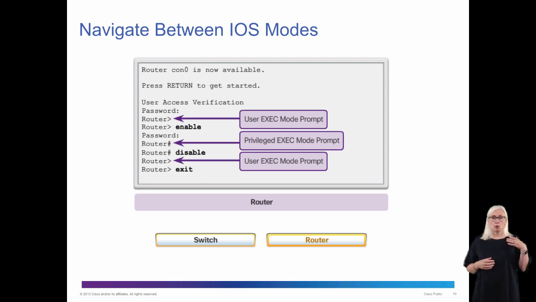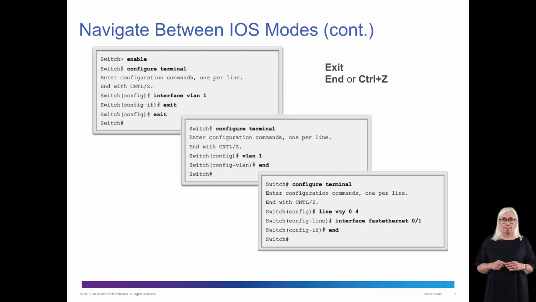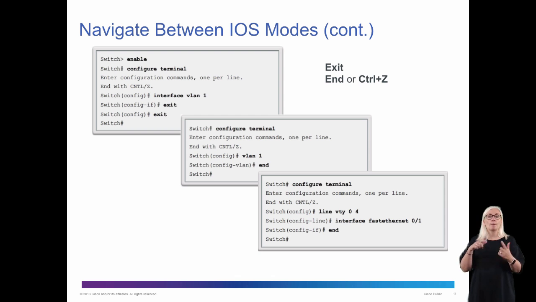And for instance, if you want to go from user mode to privileged mode, then you use the command enable. That will make you go into a privileged mode. If you want to go back again, you use either exit or end, or Control Z to go back.